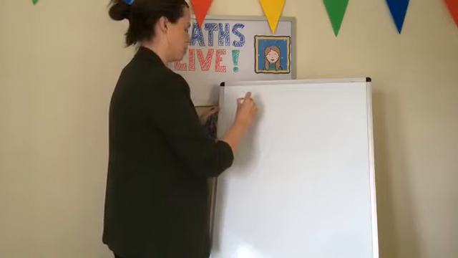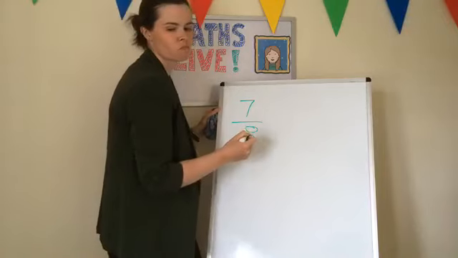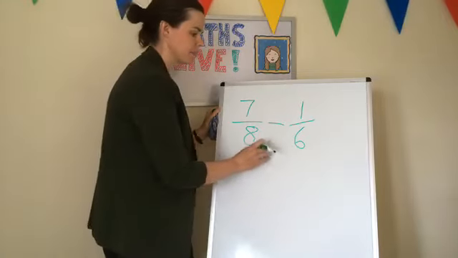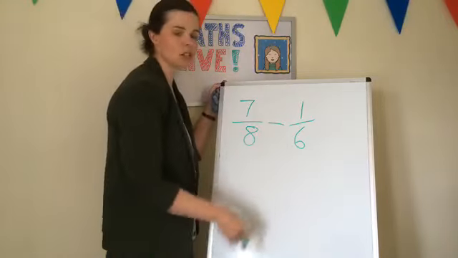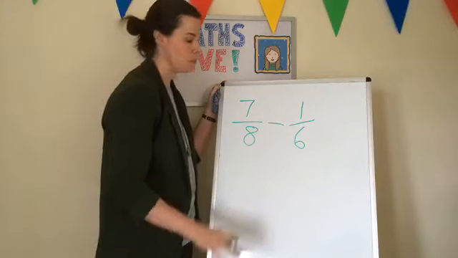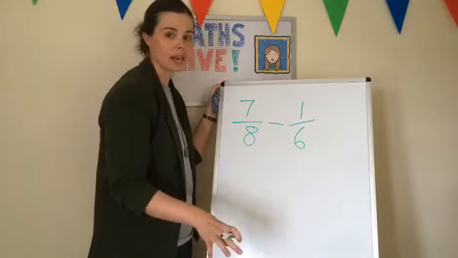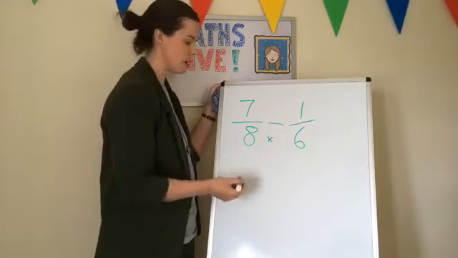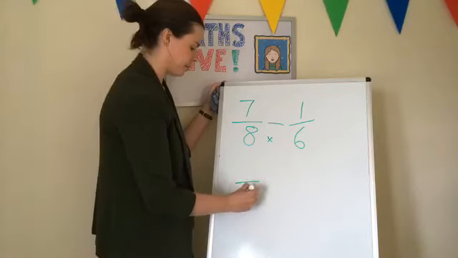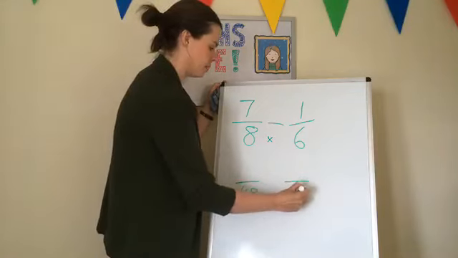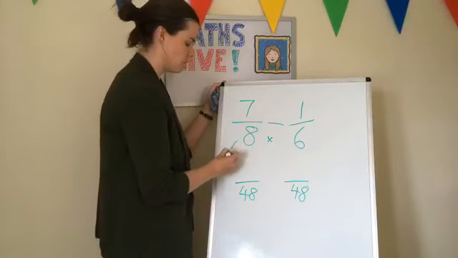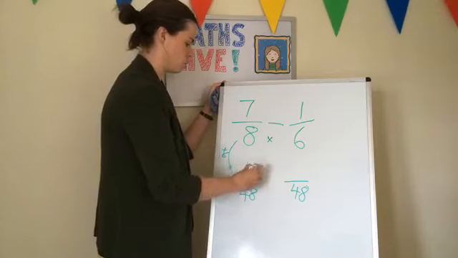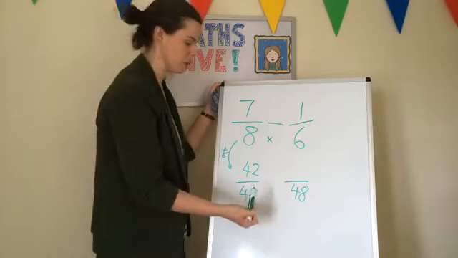Here's another example. 7/8, I'm going to subtract 1 over 6. Now, same problem here. We're doing a subtraction sum, but our denominators are not the same. We have to change them so they are the same, so we're doing a balanced calculation. Quickest way to do it, 6 8s are 48. Okay, what did you do to 8 to make 48? Times it by 6. 7 6s are 42. So I've done the same to the top as I've done to the bottom.